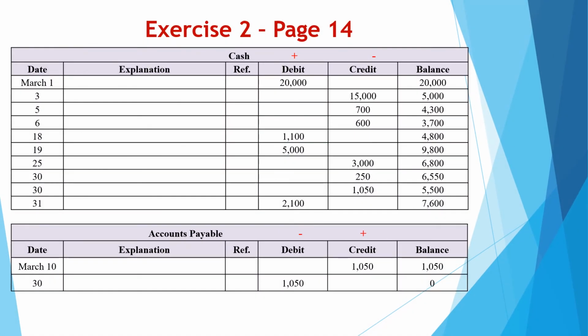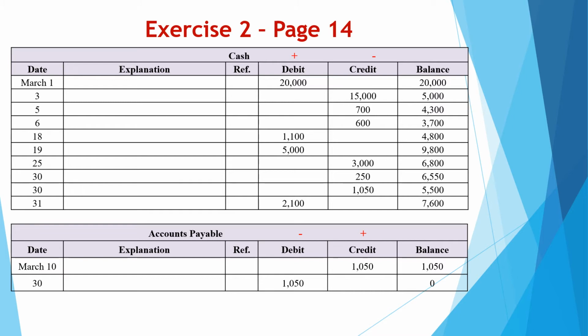To explain how to transfer the amounts from the general journal to the ledger, we will solve the exercise on page 14. When solving this exercise, I prefer to put the general journal of exercise 1, previously solved, in front of you because we need to use the general journal when transferring the amounts to the general ledger.